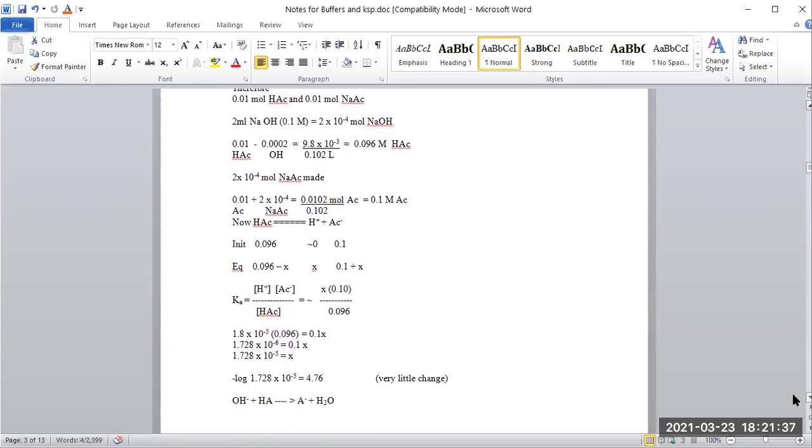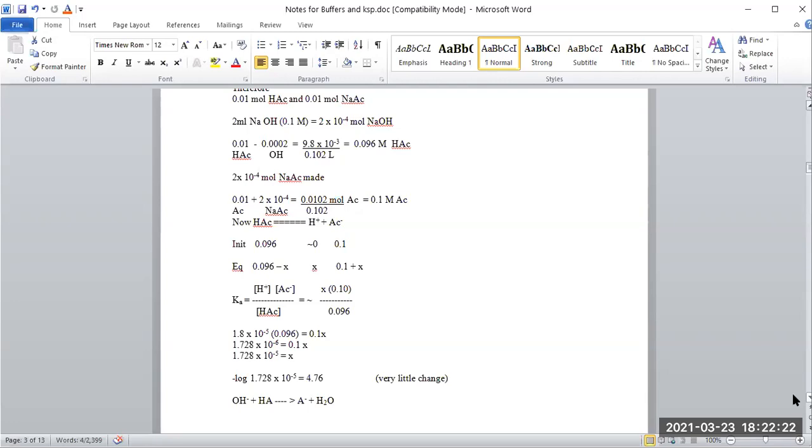Plug everything back in. Okay. I know I want my pH, or expect my pH, to go up. So I crunch through my data there. I put my Ka in. I put my X and my 0.1 and my 0.096 in. My X comes out to be, instead of 1.8 to the negative 5th, it's 1.728 to the negative 5th. Negative log of that, I get 4.76. It did go up, just not very much.